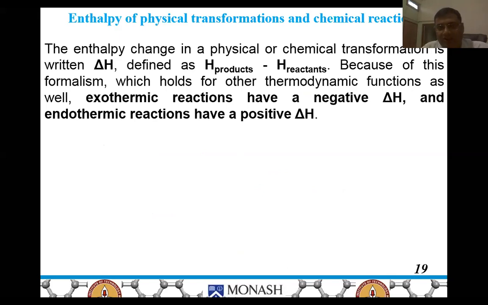Now, enthalpy of physical transformation and chemical reactions. The enthalpy change in a physical or chemical transformation is written as delta H and defined as H product minus H reactants. Because of this formalism, for exothermic reactions, we have delta H to be negative, and for endothermic reactions, delta H is positive. In endothermic reactions we are providing heat, so delta H is positive, and in exothermic reactions, heat is released, so delta H is negative.